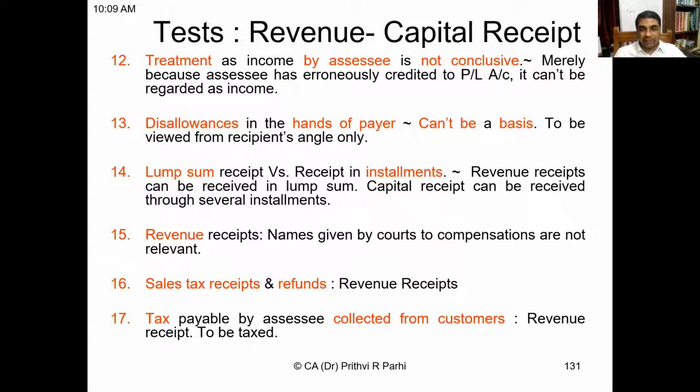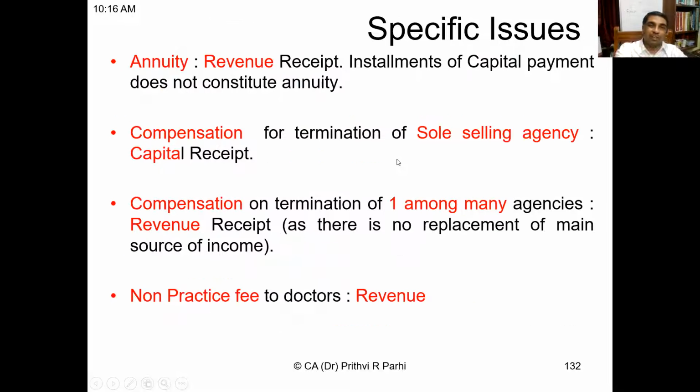Then tax payable by the assessee collected from customers are revenue receipts. So any kind of tax which is collected by the assessee from the customers, they are all revenue receipts. And when this tax is deposited with the government, that will be allowed as a revenue expenditure.